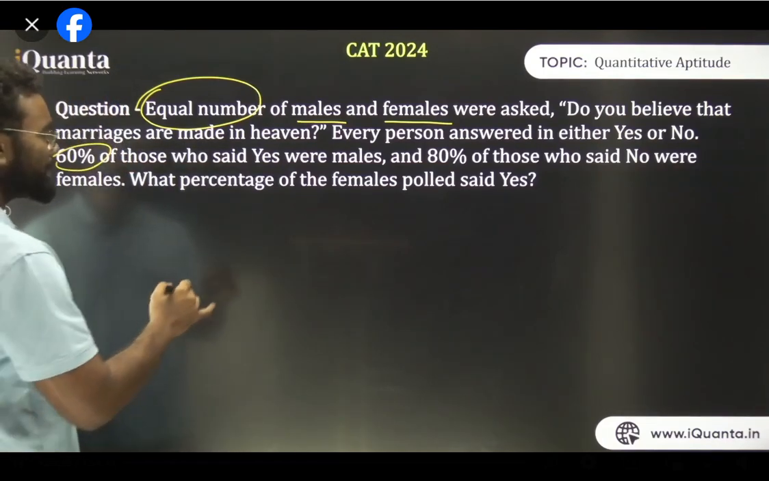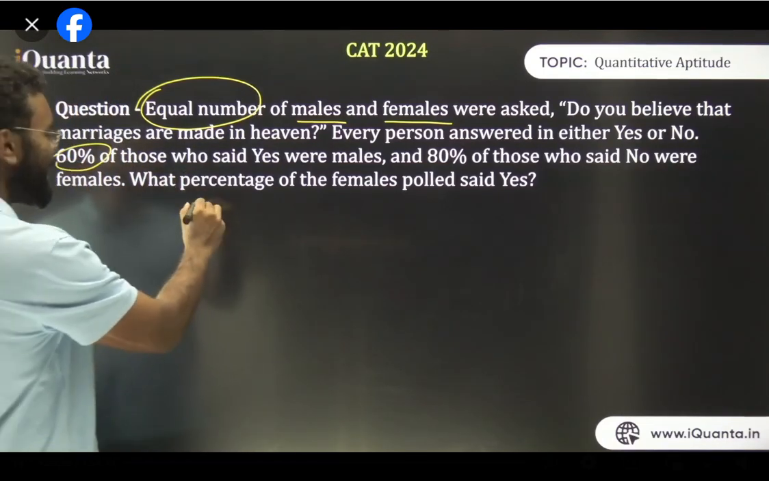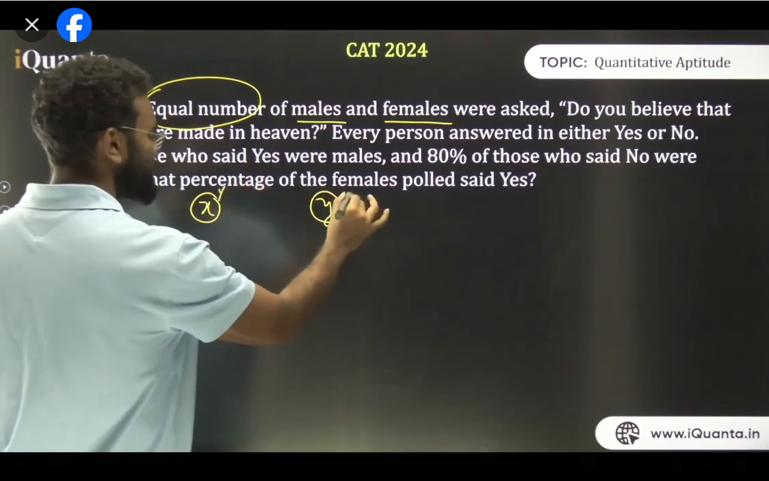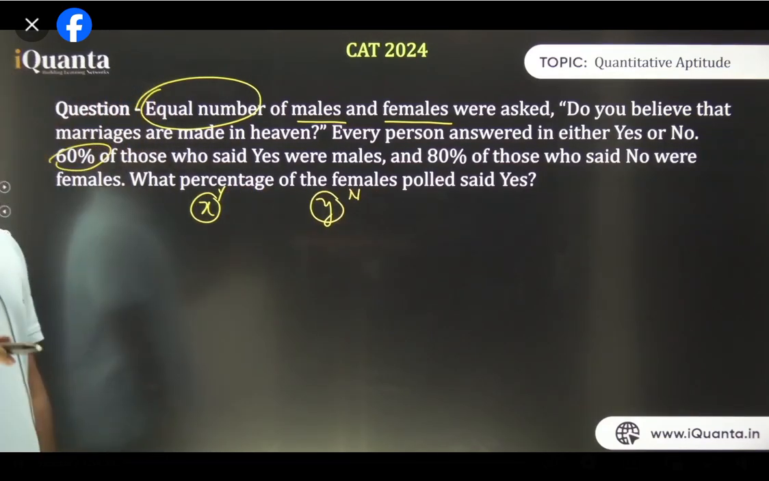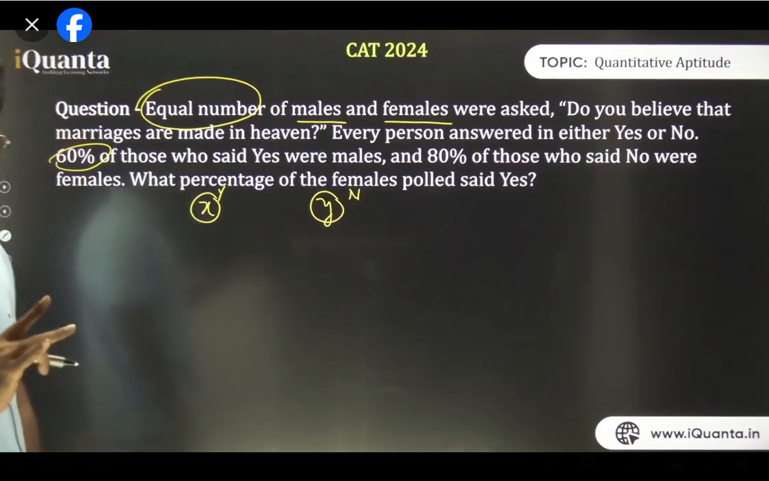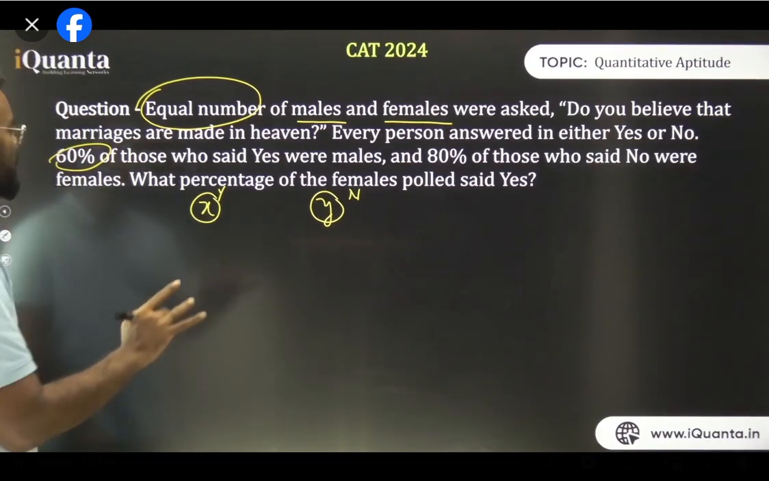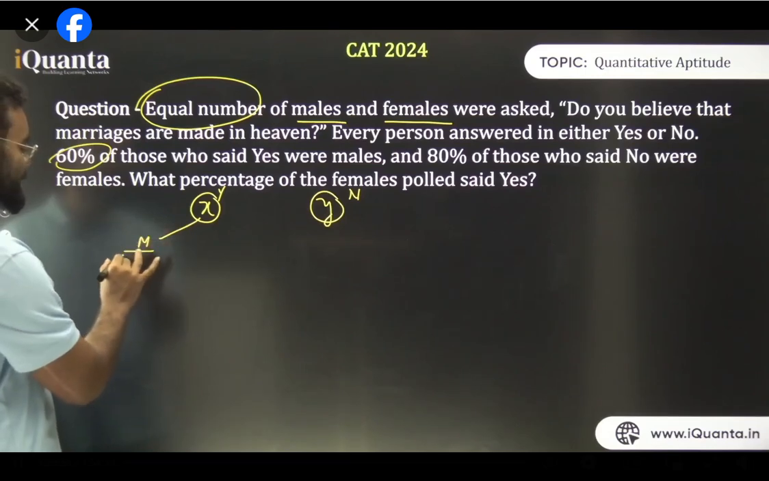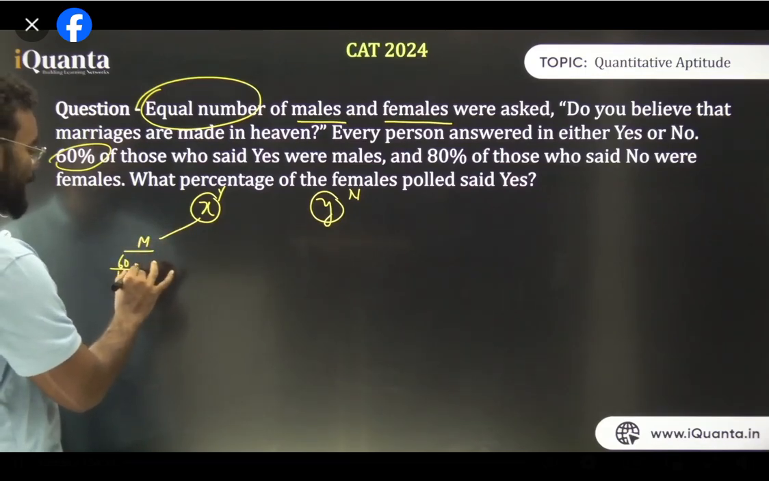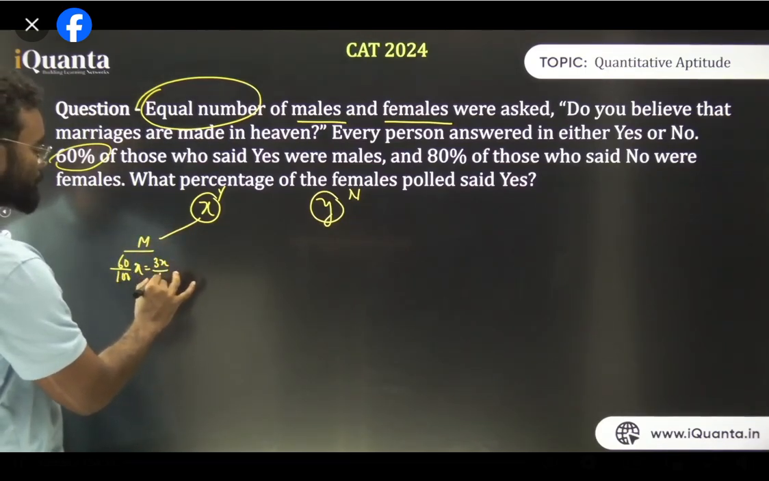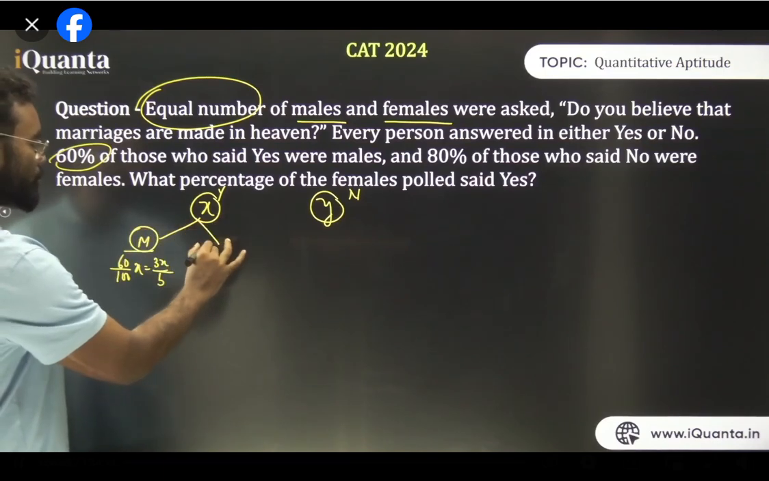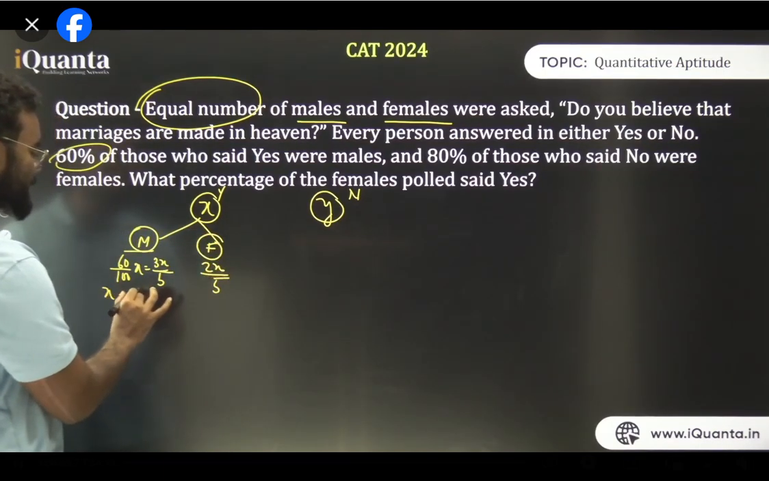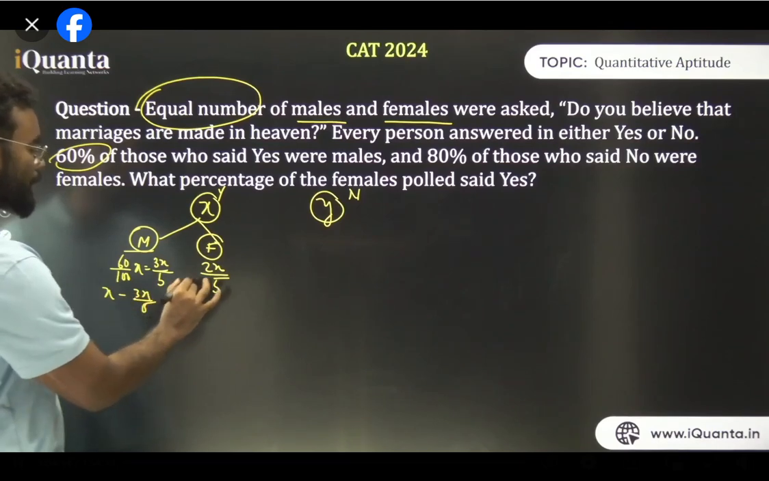Let's say X number of people said yes and Y number of people said no. I'm making it very simple. Now 60% of those who said yes are male. So male is 60 upon 100 into X, which is 3X upon 5. If male is 3X upon 5, then female is 2X upon 5, because X minus 3X upon 5 is equal to 2X upon 5.